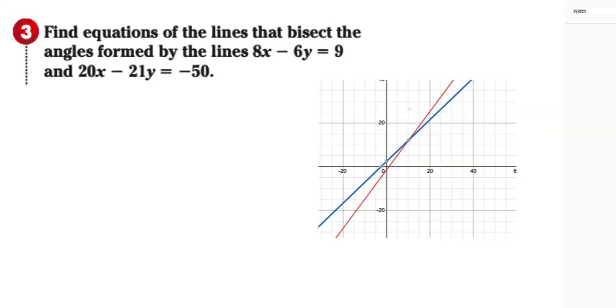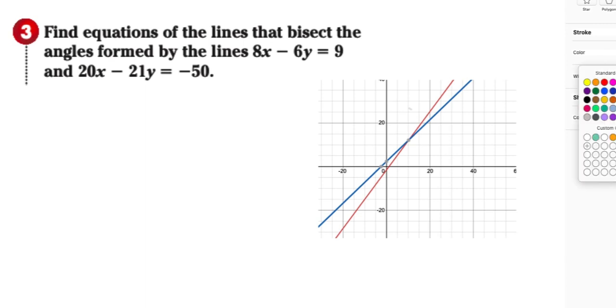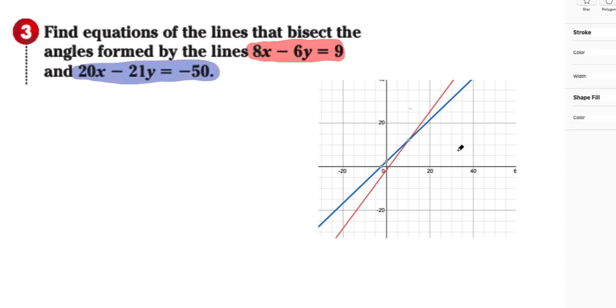We are at example 3. We're going to find the equations of the lines that bisect the angles formed by the lines 8x minus 6y equals 9 and 20x minus 21y equals negative 50. The first thing I did is I went over to Desmos and graphed the two equations. The red one is the 8x minus 6y equation, and the blue one is the 20x minus 21y equals negative 50. So we can get an idea of what's going on.